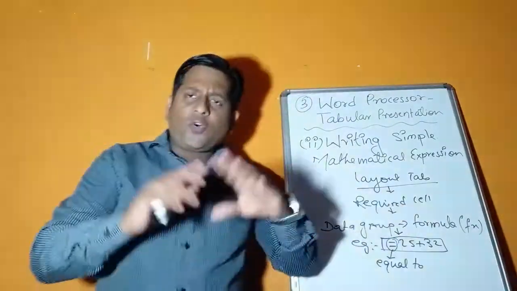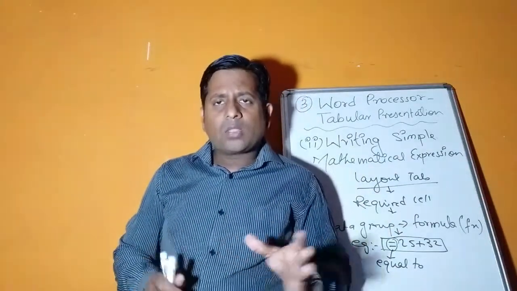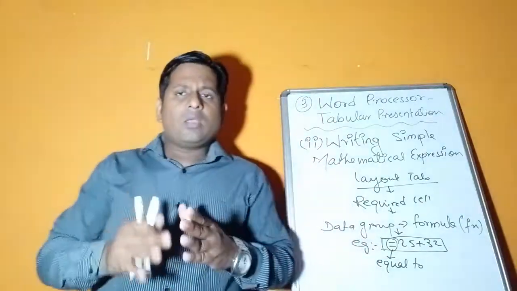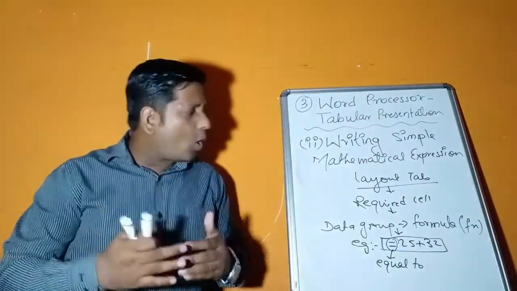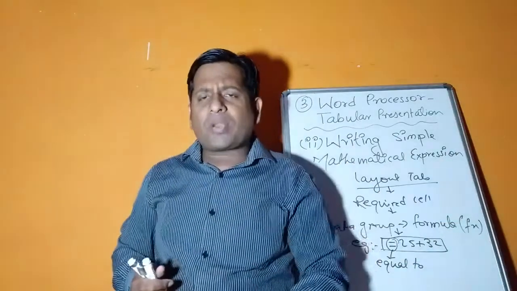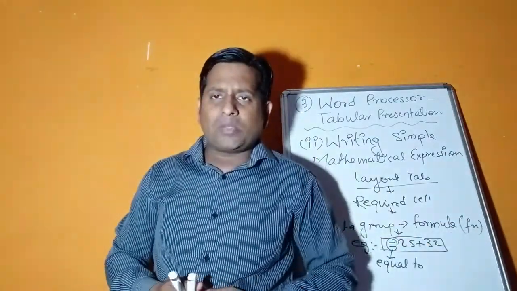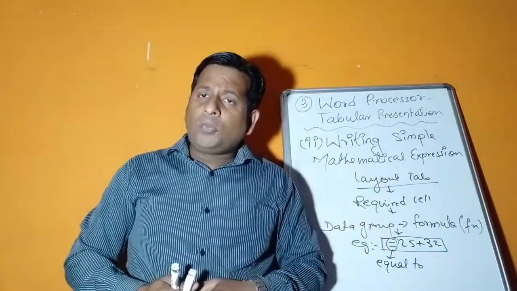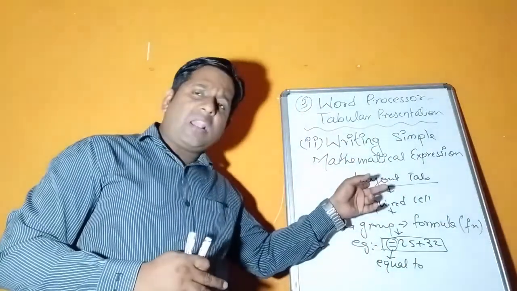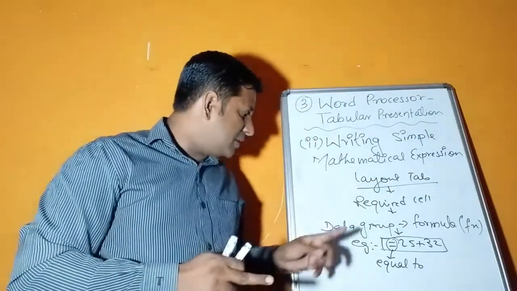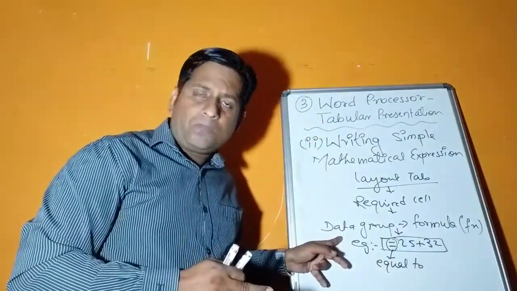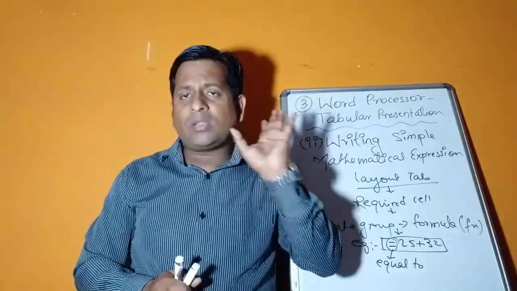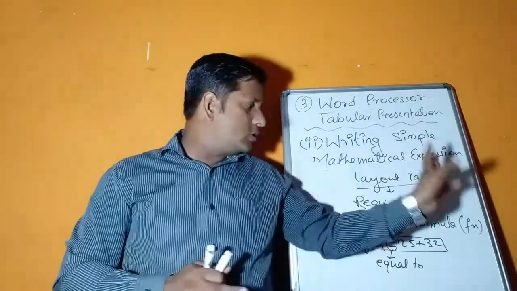See what happens, first of all you have some data. You need to click on the required cell where you need to type the formula, so that the calculation will be performed automatically. Maybe addition, subtraction, multiplication, based on your requirement. After clicking on the required cell, you can move toward the layout tab, and inside it you will get a group known as the data group. Inside the data group you have a formula button, that is fx. You need to click that.